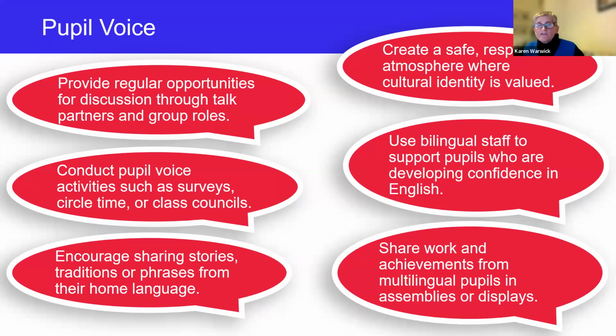And how, again, sharing work and achievements of multilingual learners through assemblies or displays adds to their confidence and their motivation, and also really showcases their resilience and their progress in learning from their own unique and individual starting points. As Zoe has said, it's tough for the teachers, and it's pretty tough for these children as well. So celebrating that is really important.